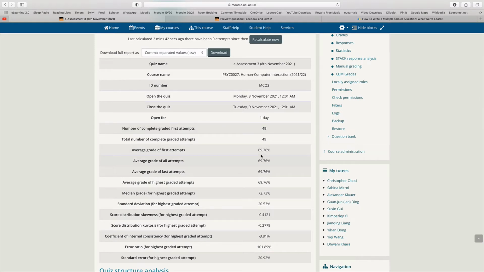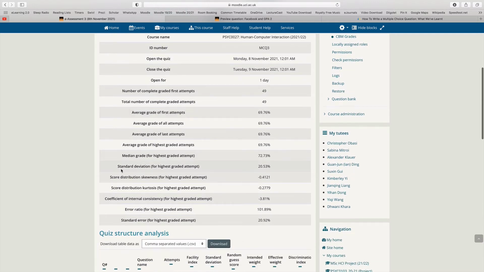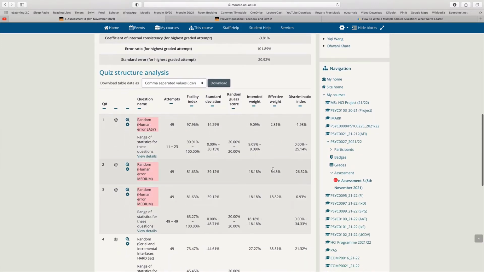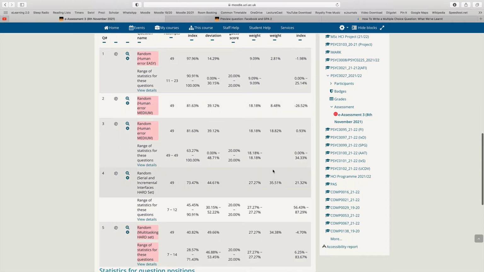Average grade of first attempts, 69.76. That's the mean score. And if I scroll down a bit, there's the standard deviation, 20%. So this is a reasonably good performance, a reasonably typical performance. If I scroll down, you can see the questions. This particular quiz had only 5 questions, and you can see some information about each of the 5 questions.